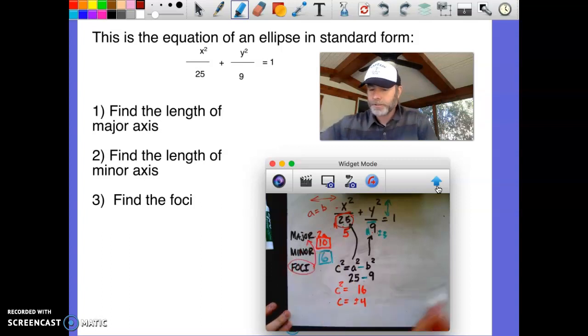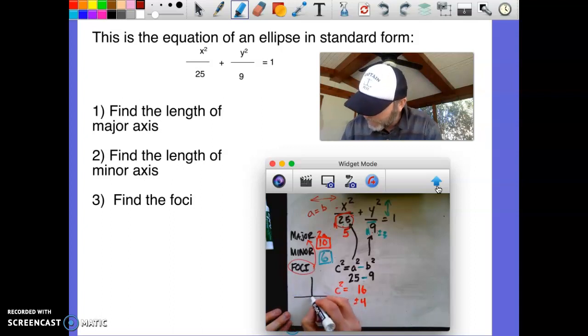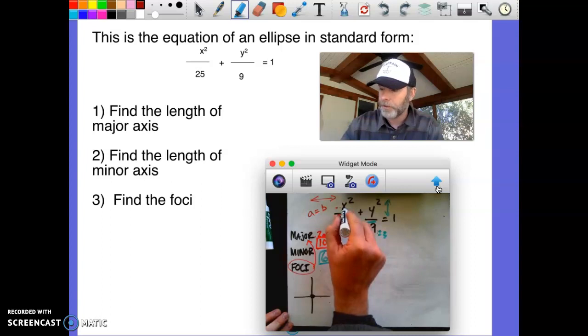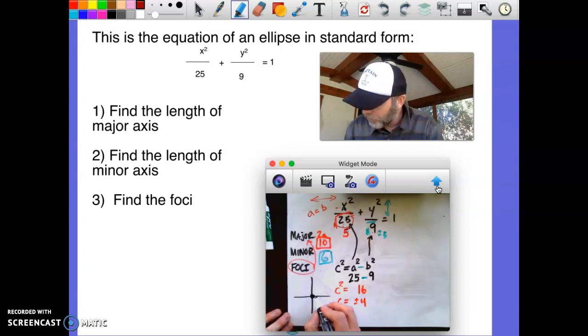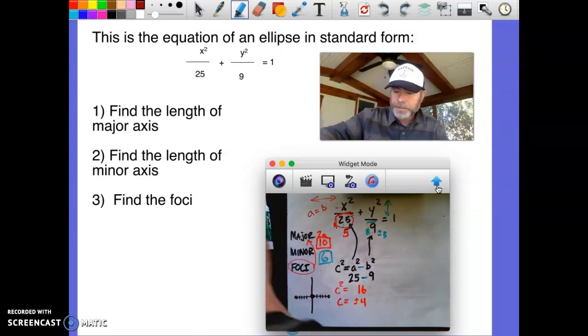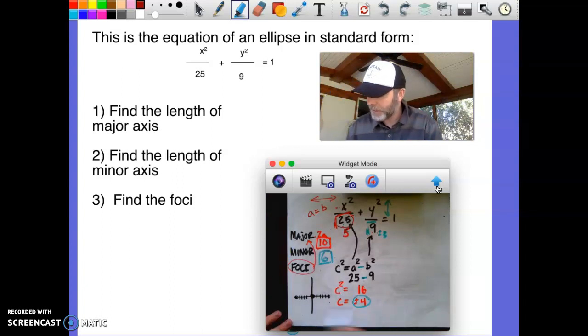So here's where a sketch of the graph is going to help. If I sketch this graph, I'm going to put the center at 0, 0. My major axis right here is horizontal, so the larger number is underneath x. So plus 5, 1, 2, 3, 4, 5, 1, 2, 3, 4, 5. So now my foci length is 4 units in that direction. So our foci is here and here.